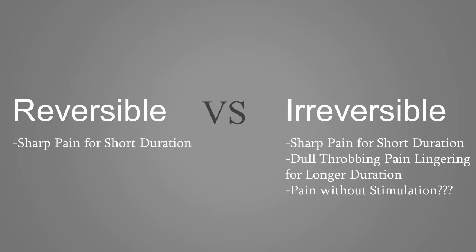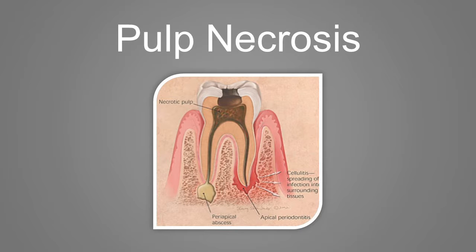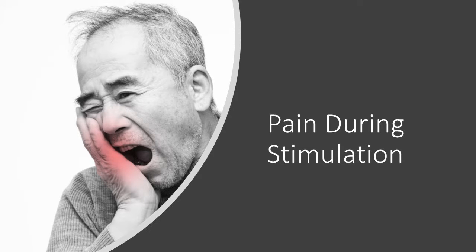If left untreated, irreversible pulpitis is likely to lead to pulp necrosis, but the pathway to this may take several forms, where the pulp may even appear asymptomatic. So someone may think that the toothache they have is getting better and that they don't need to see the dentist anymore, but unfortunately it's just getting worse.